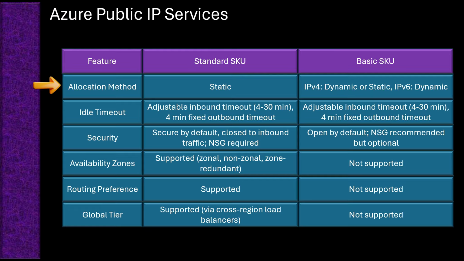For allocation method, standard always uses a static allocation method, meaning the IP address doesn't change once assigned, whereas basic allows flexibility. For IPv4, you can choose either dynamic or static allocation. For IPv6, only dynamic allocation is supported.